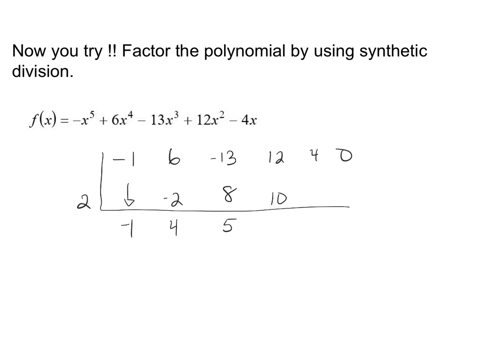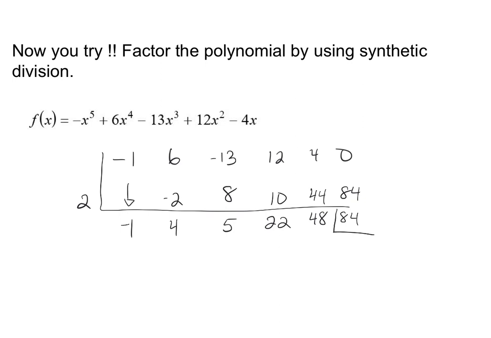12 plus 10 is 22. 2 times 22 is 44. 4 plus 44 is 48. 2 times 48 is 96. And then 0 plus 96 is 96. My last term will be my remainder. Up to now, we've had a remainder of 0.